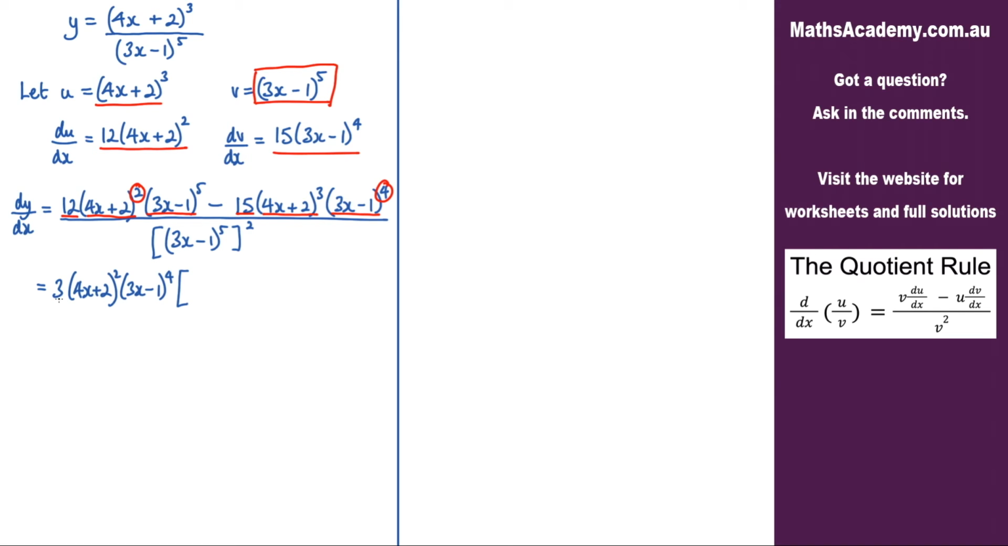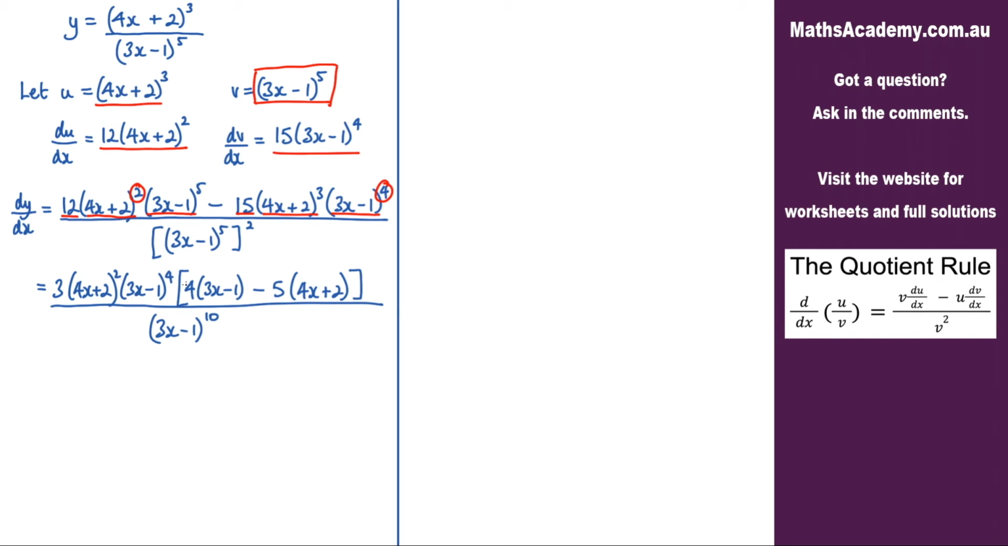So what does that leave me with? Well, 3 multiplied by 4 will give me the 12, so I need a 4 there. I've got the (4x + 2) squared already, so I need another 3x - 1. Minus 3 multiplied by 5 would give me 15. I've already got the (3x - 1) to the power of 4, so I just need another 4x + 2. Close that off, and that is all over the denominator, which is (3x - 1) to the power of 5, but that is squared, so that's (3x - 1) to the power of 10.